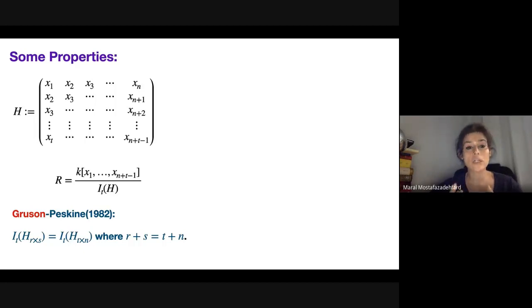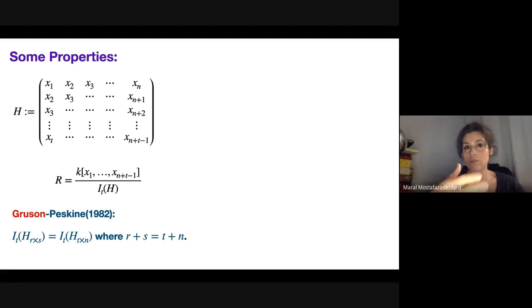It means that when you're working with the minors of this matrix, you just keep in mind what the size of the minors is and what the number of the indeterminates is. The size of the matrix doesn't matter. You can forget about the size of the matrix. So this gives you the ability to always work with the maximal size minors. And it's a good property because when you consider just the maximal minors, we know that the Eagon-Northcott complex will give us the minimal free resolutions of these kinds of ideals.